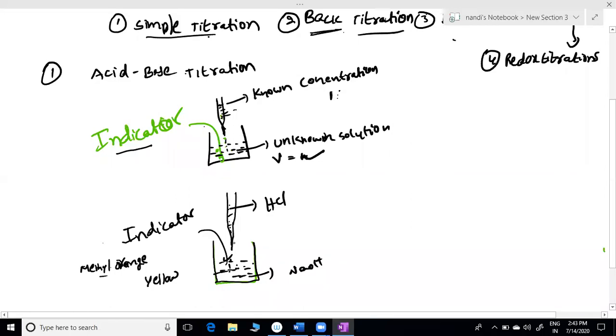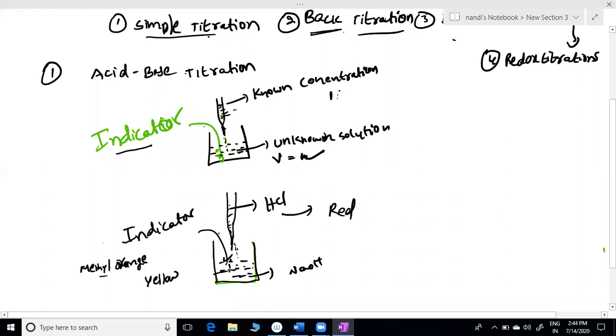Now I am adding acid slowly. When I add acid, the reaction is completed, but we can't stop exactly at the completion of the reaction. So we add one extra drop of HCl. Now the solution becomes acidic in character, and the acidic character shows red color.